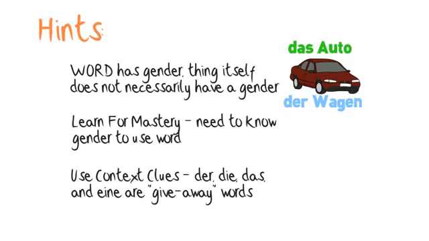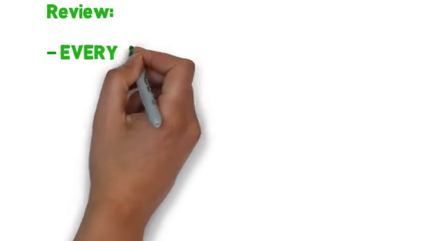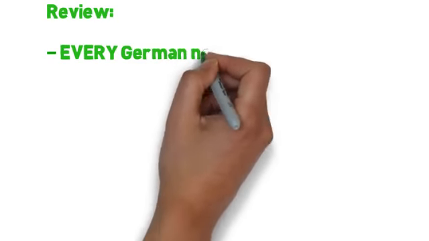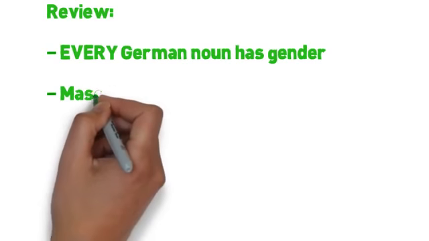If you use der with the word, then you know it's masculine. If you hear die, then you know it's feminine. If you hear das, then you'll know it's neuter. With the words for a, it's a little trickier, since ein could go with a masculine or neuter word, but at least eine is a giveaway word. If you hear eine with a new noun, then you know that that word is feminine.